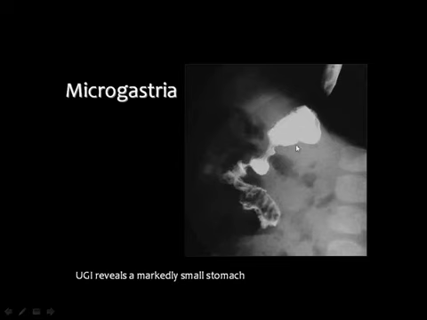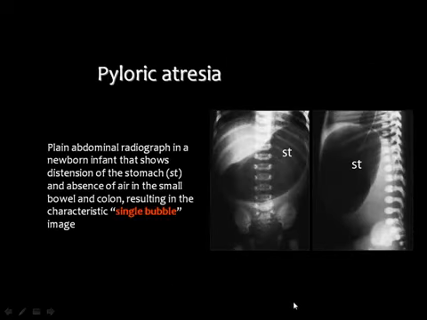And this is a case of microgastria, where you can see a very small lumen of the stomach with barium directly passing into the proximal part of the duodenum.